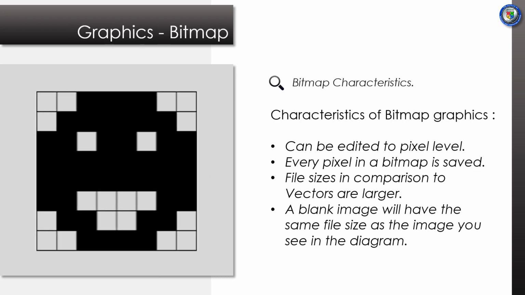The characteristics of a bitmap will be different. In a bitmap, each pixel can be edited to pixel level. Every pixel in a bitmap is saved. The file sizes of bitmaps are larger in comparison to vector graphics. And it's important to note a blank image will have the same file size as the image you see in this diagram, or an even more complex image. That's because we save every single pixel.